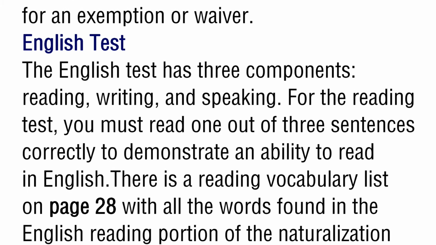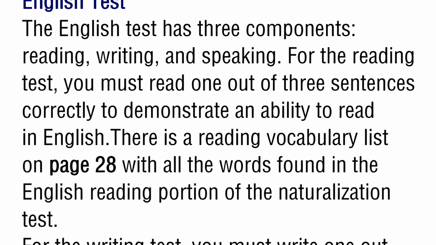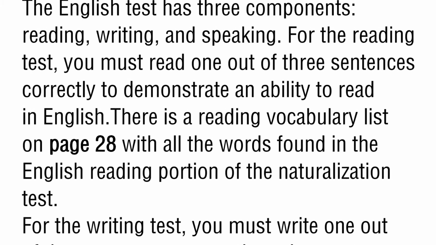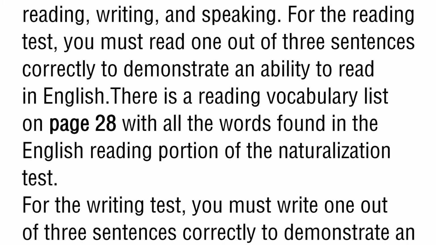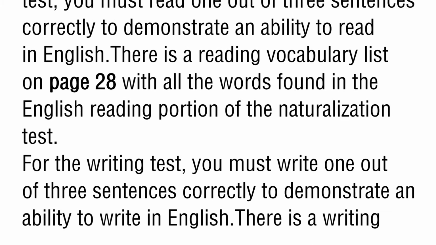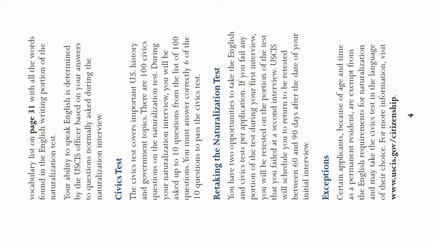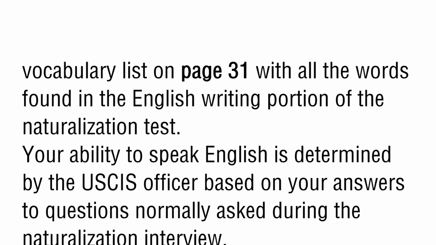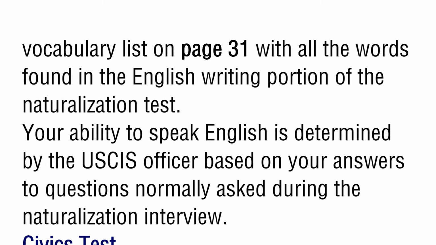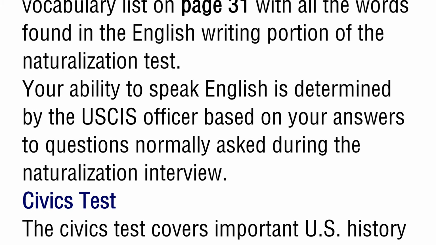English. There is a reading vocabulary list on page 28 with all the words found in the English reading portion of the naturalization test. For the writing test, you must write 1 out of 3 sentences correctly to demonstrate an ability to write in English. There is a writing. Page 4. Vocabulary list on page 31 with all the words found in the English writing portion of the naturalization test.